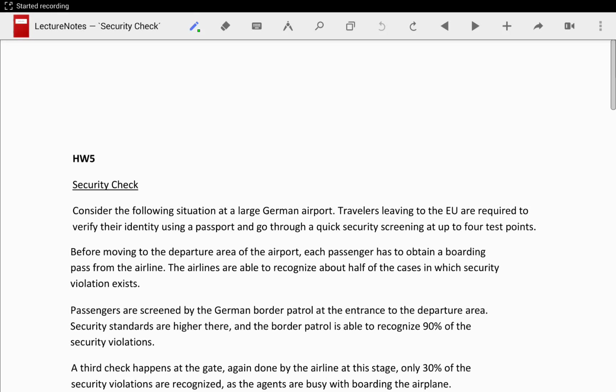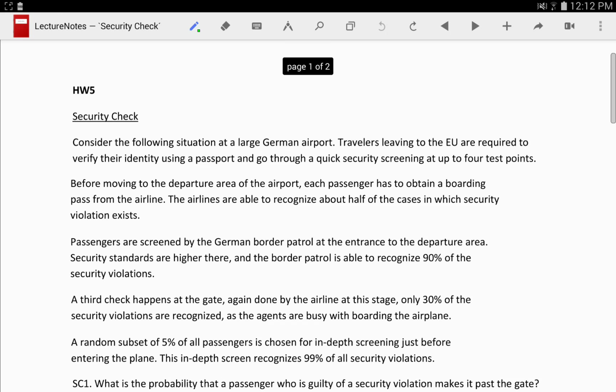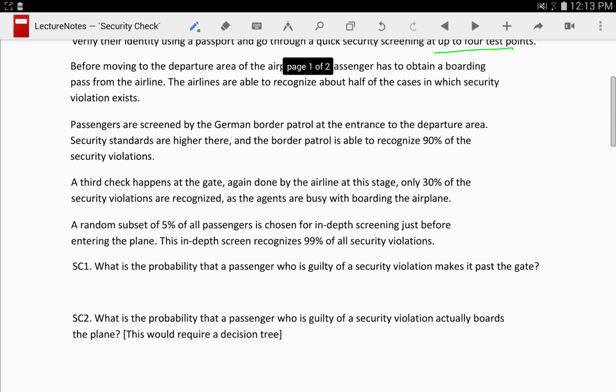Alright, let's get started with the practice problem that we did in the class. In this first problem, there is a German airport, and the travelers leaving the EU have to go through the security process at least up to 4 times. The first question asks, what is the probability that the passenger who is guilty of the security violation makes it past the gate? That is the first 3 steps.